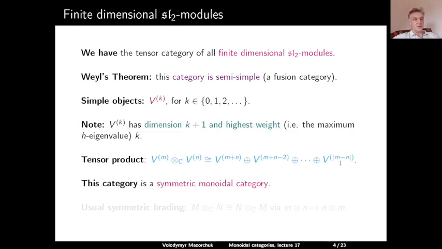So this monoidal category is actually a symmetric monoidal category with respect to the usual symmetric braiding, which is inherited from finite dimensional K vector spaces, where we just swap the components of the tensor product.